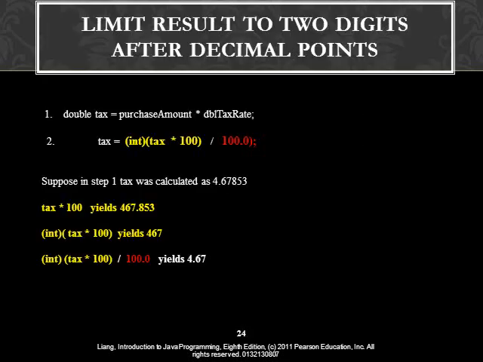So let's look at maintaining or creating a result to the number of decimal places that I might require. We'll use this simple example of calculating a sales tax amount. Purchase times a tax rate is going to give me my tax. And now I want to convert that tax to two decimal places. The result of step one is 4.67853. So in evaluating that tax equals int tax times 100 divided by 100, we need to take that apart.